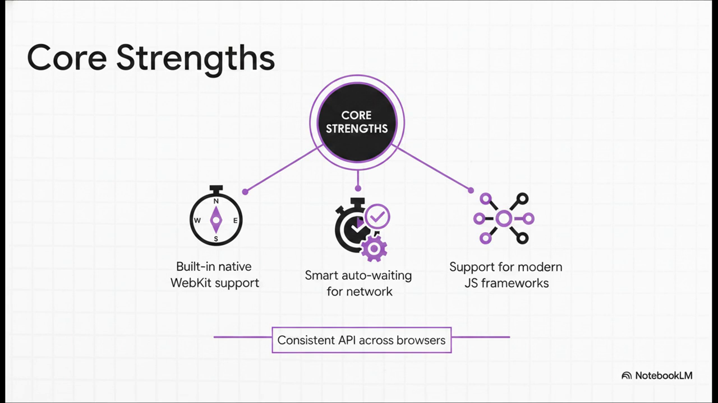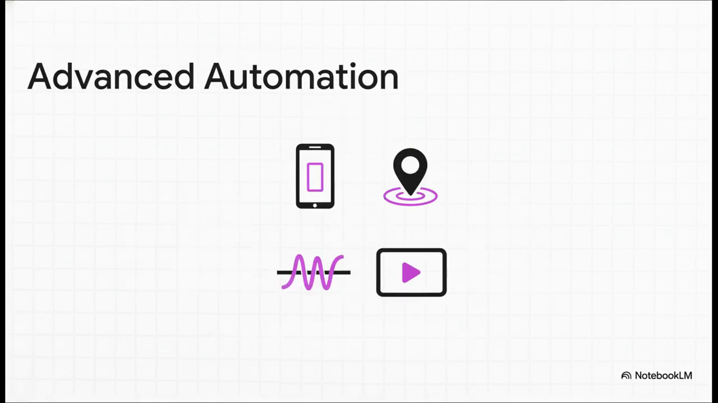But actually, scratch that. Its biggest superpower has to be smart auto-waiting. Playwright automatically waits for network requests and animations to finish before it executes the next action. This virtually wipes out those incredibly frustrating flaky tests caused by slight timing issues. You get way more reliability without ever having to write those clunky manual sleep statements. And it doesn't stop there.